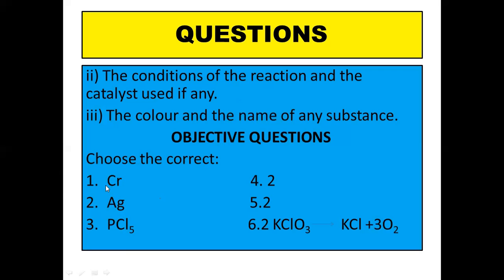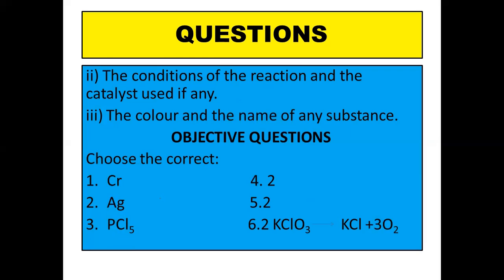First question: which of the following symbols is not derived from the Latin name of the element? The answer is Cr, that stands for chromium. Which of the following symbols is derived from the Latin name of the element? That is Ag, silver, right? So the symbol of silver is derived from the Latin name. Third, which element among the ones appearing below is pentavalent? That is PCl5. Then what is the valency of Mg in Mg3N2? The valency is 2.